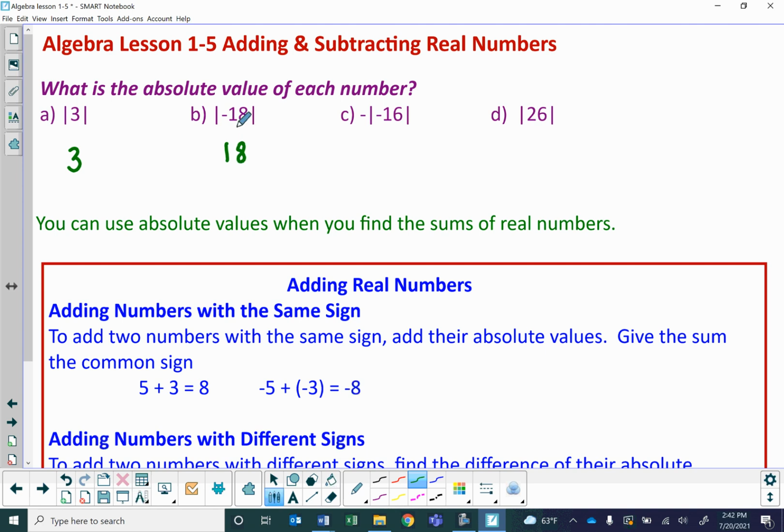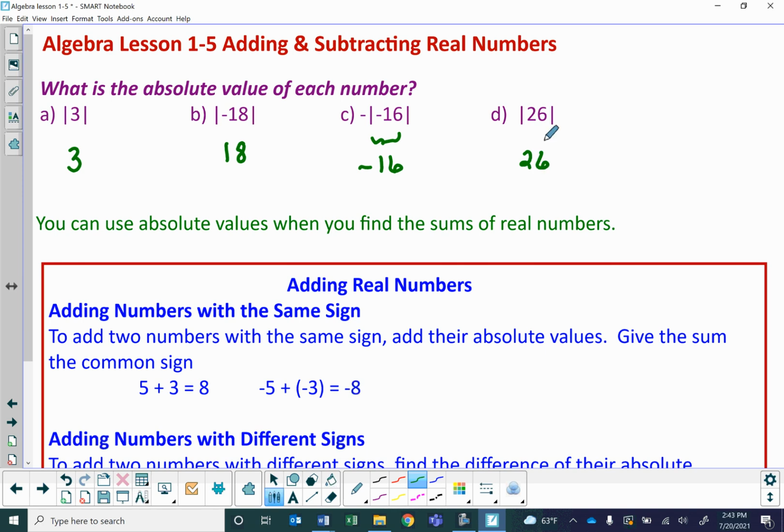Letter C here says the opposite of the absolute value of negative 16. Well, the absolute value of negative 16 is 16, and then the opposite of that is negative 16. That's the only time you're going to find an absolute value that's negative, if there's a negative outside of that absolute value to begin with. Letter D, the absolute value of 26. 26 is 26 units to the right of 0 on the number line, so the absolute value of that is also 26.